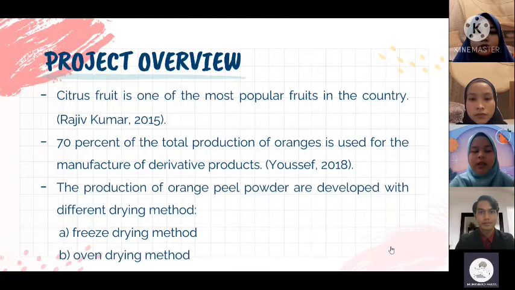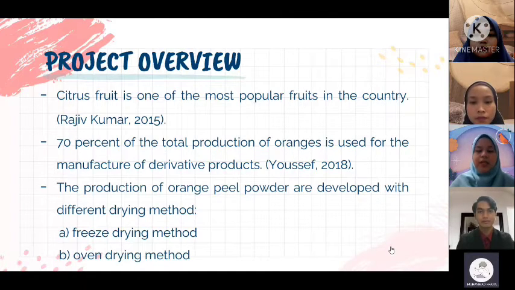First, let's move to the project overview. Citrus fruit is one of the most popular fruits in the country. Since ancient times, 70% of the total production of orange is used for the manufacture of derivative products, but 30% of processed fruits are converted into citrus peel waste. People out there do not realize that this is also a kind of waste and will pollute the environment. The production of orange peel powder is developed with different drying methods, which are the freeze drying method and also the oven drying method.